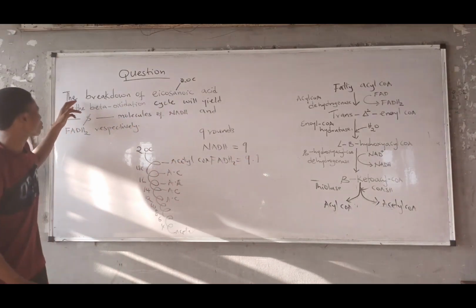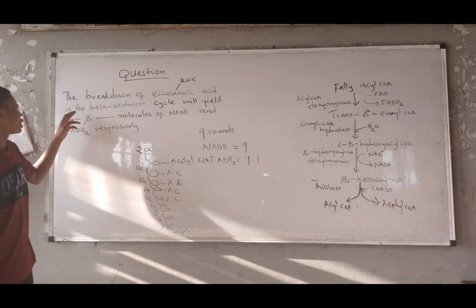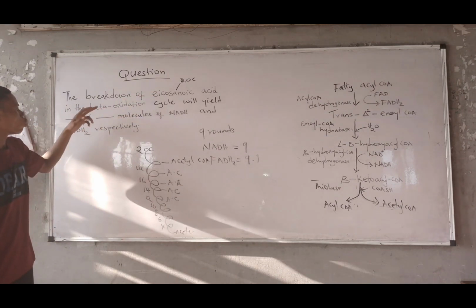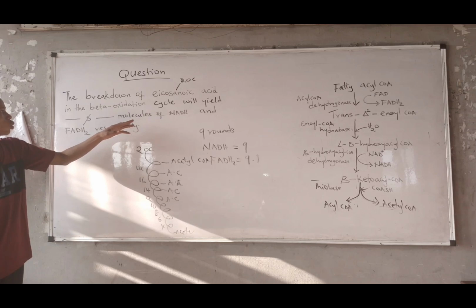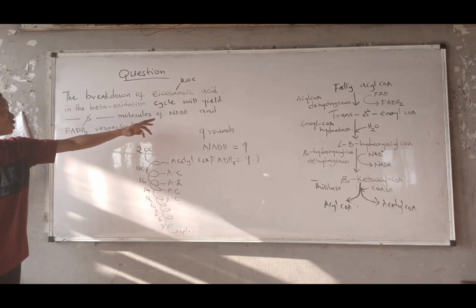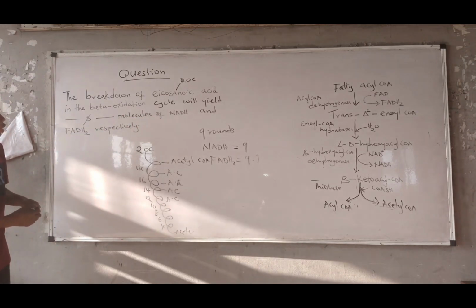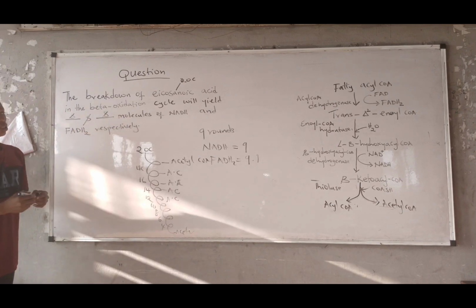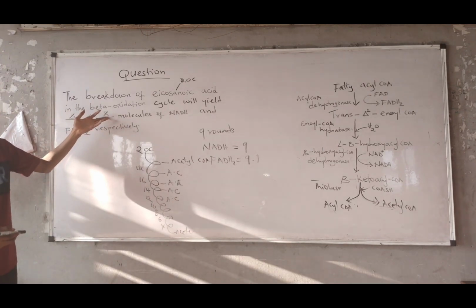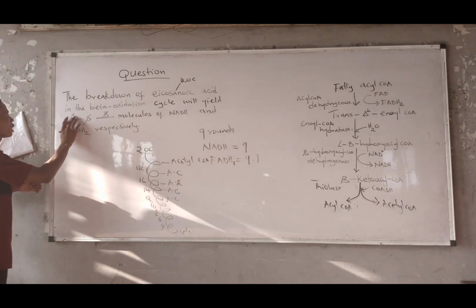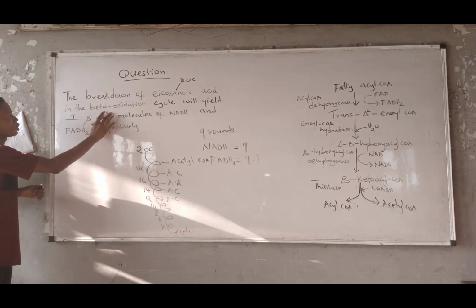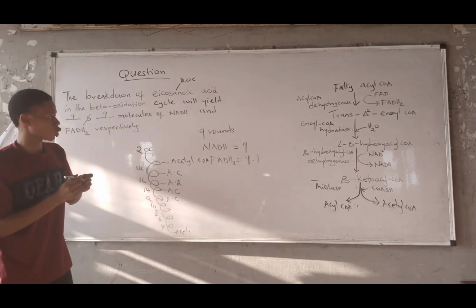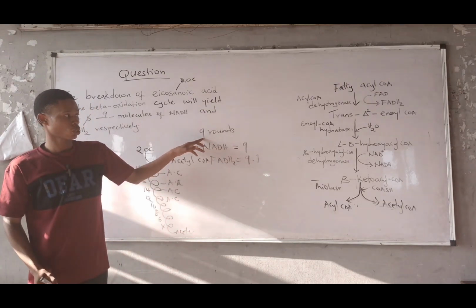So the question says the breakdown of eicosanoic acid in the beta oxidation cycle will yield dash and dash molecules of NADH and FADH2 respectively. So the answer here is simply 9 and 9. Please take note of that correction: 9, because we are going 9 rounds.